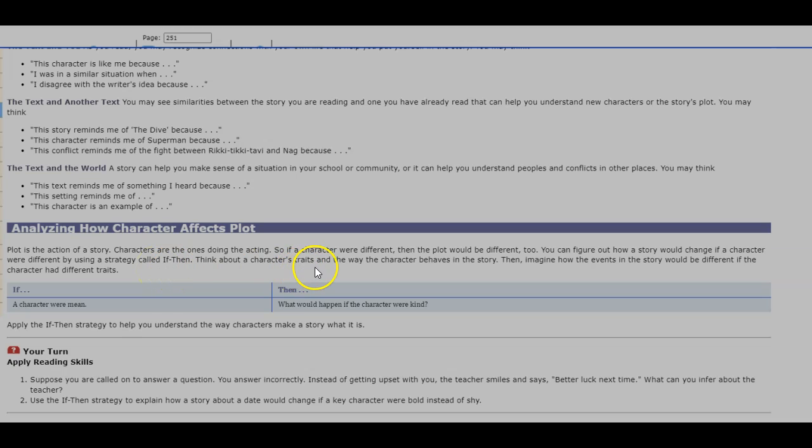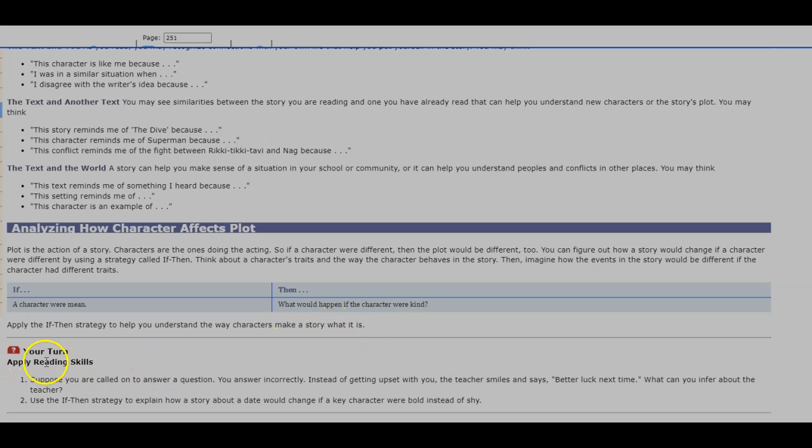Think about a character's traits and the way the character behaves in the story. Then imagine how the events in the story would be different if the character had different traits. If a character were mean, then what would happen if the character were kind? Apply the if-then strategy to help you understand the way characters make a story what it is.